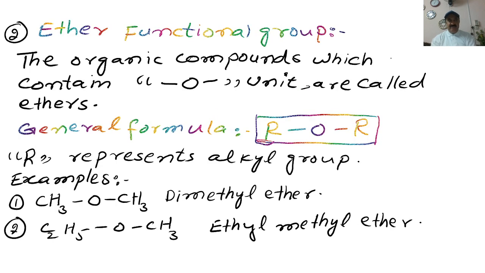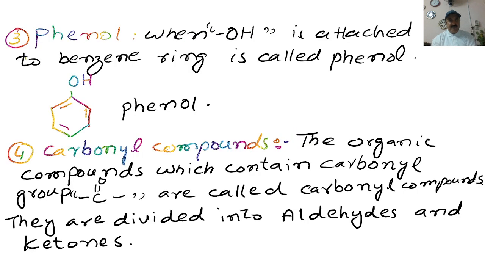Next one is the ether functional group. The organic compounds which contain this unit are called ethers. The general formula is ROR. Here R represents the alkyl group. For example, CH3OCH3, this is dimethyl ether. Another example, C2H5OCH3. This is ethyl and this is methyl. So put ethyl, methyl, and the last is ether. So its name will be ethyl methyl ether.